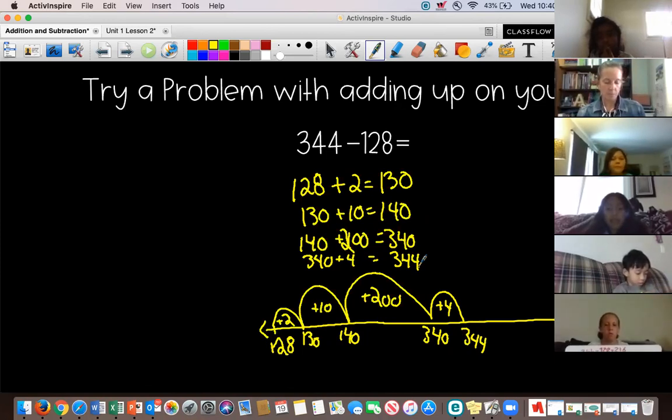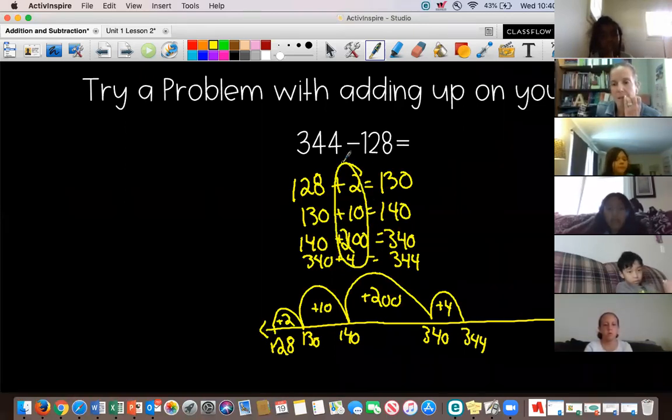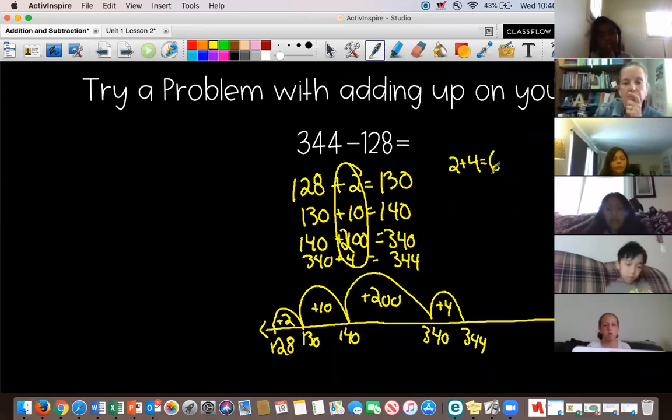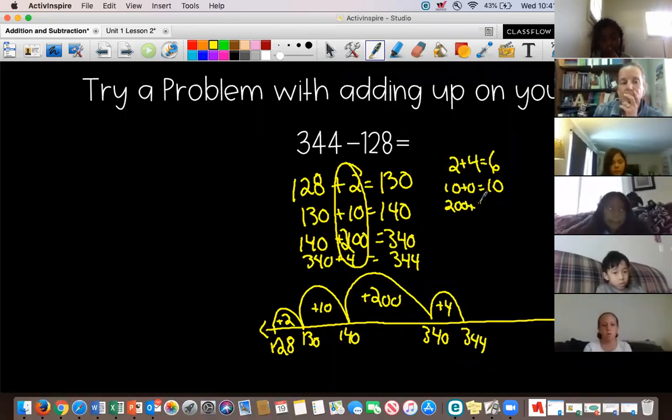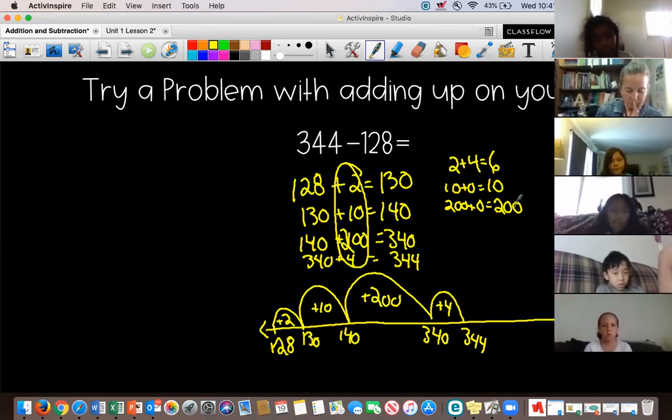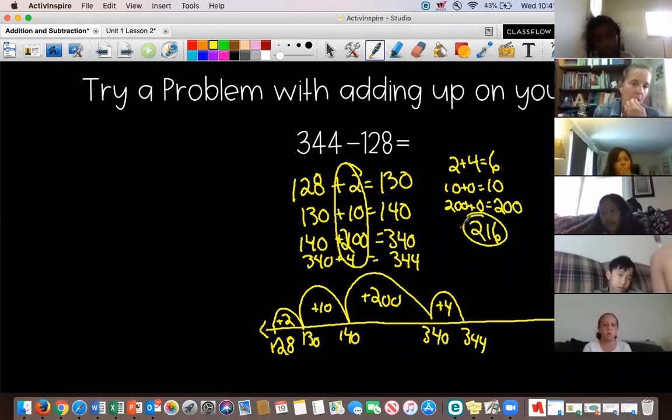So we've gotten to our number, right? We started at 128. We've gotten to our 344. Then we're gonna add the things we added up together. So Asil said she did 2 plus 4 equals 6. We don't have any other 10s, so we have 10 plus 0 is 10. And then we have 200 plus 0 equals 200. So then we have 200 and 10 and a 6. So we have 216 would be the answer.